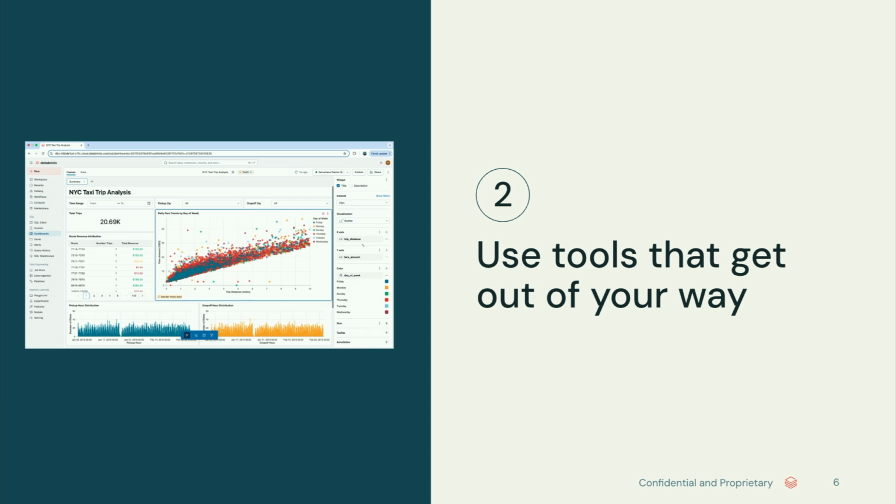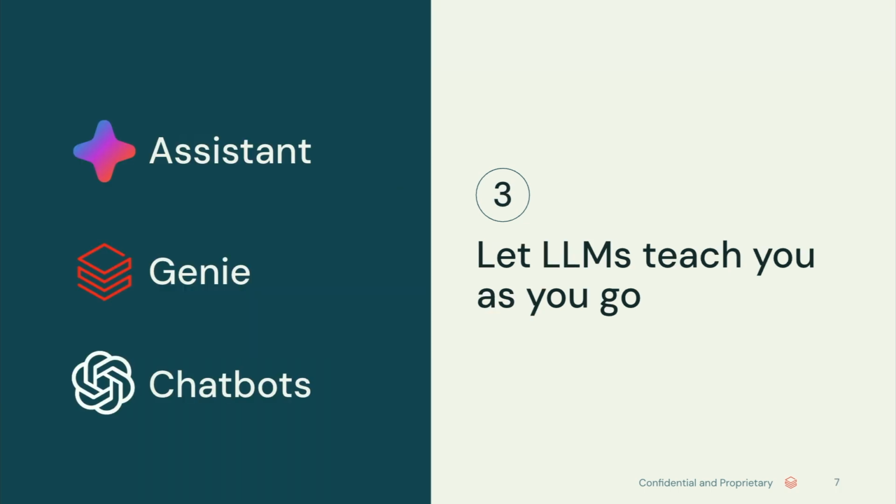Third rule is let the LLMs teach you. This has been the biggest unlock for me, being able to use LLMs to make progress. LLMs are the most extraordinary tool for learning. You can ask any question, and they can really guide you through the data process. There are three LLMs that I love to use. The first is the Databricks Assistant. The second is Genie. And then finally, of course, good old ChatGPT.